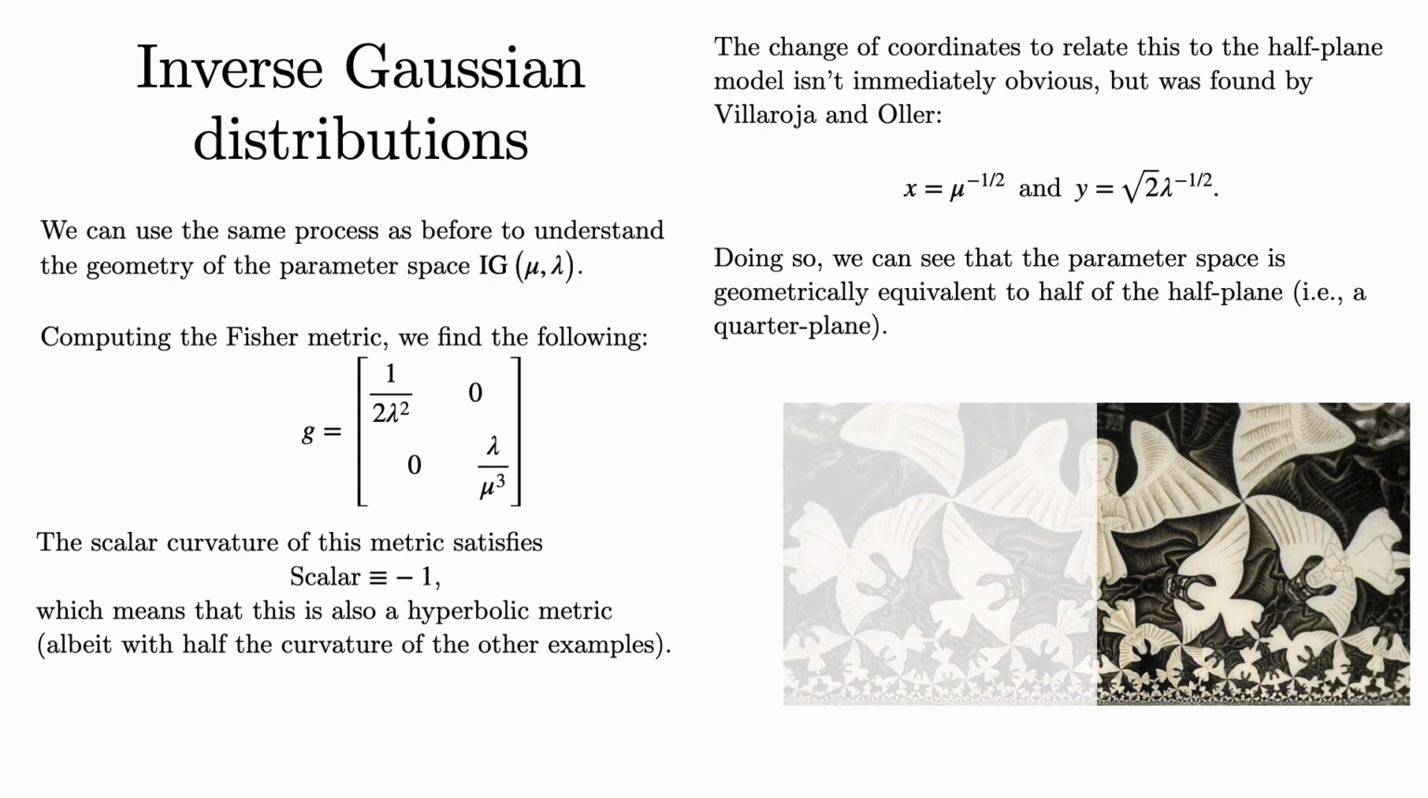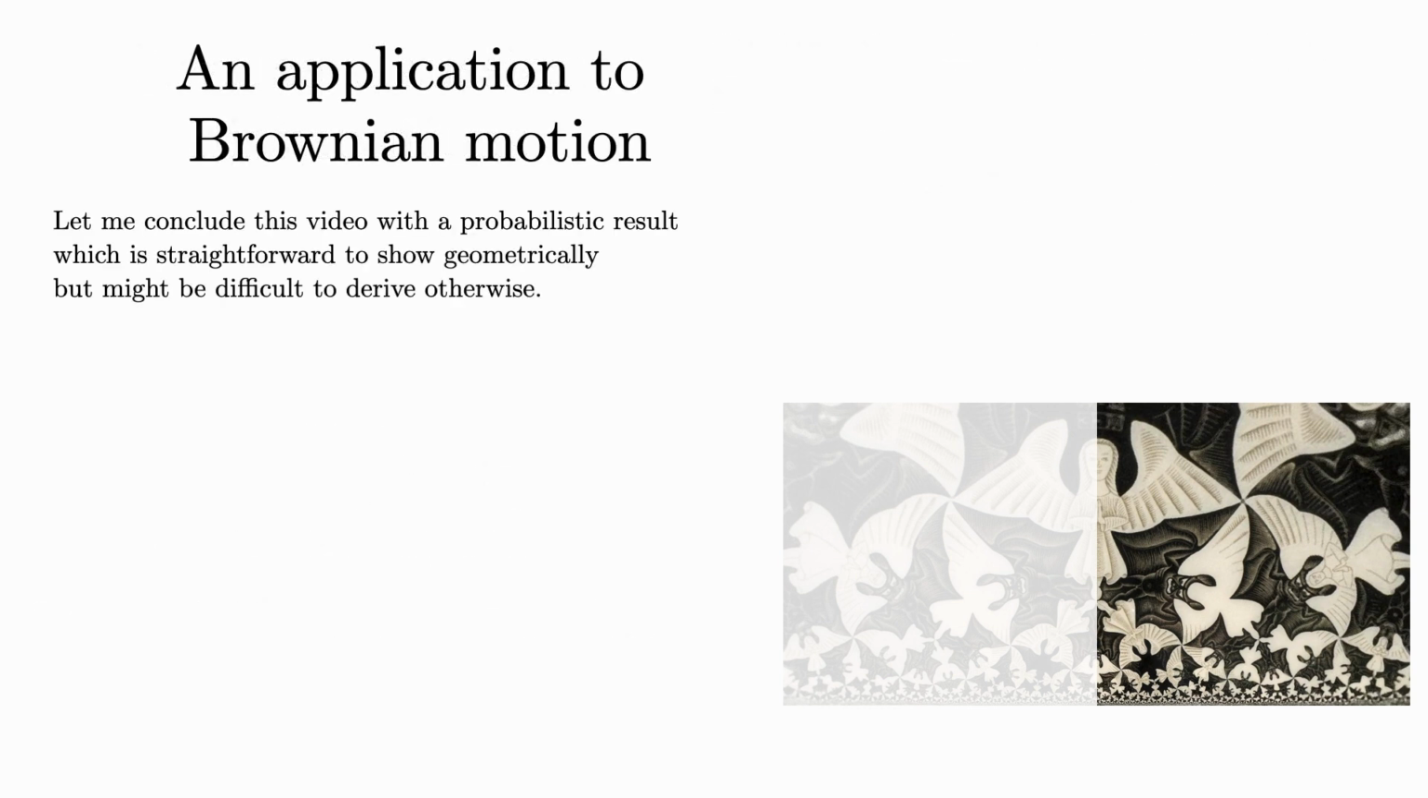The change of coordinates to relate this geometry to the half-plane model isn't immediately obvious, but was found by Villarroya and Oller. Doing so, we can see that the parameter space is geometrically equivalent to half of the half-plane. In other words, it's a quarter plane. And so again, like with the negative trinomial distribution, there's a boundary. We don't get the entire hyperbolic half-plane.